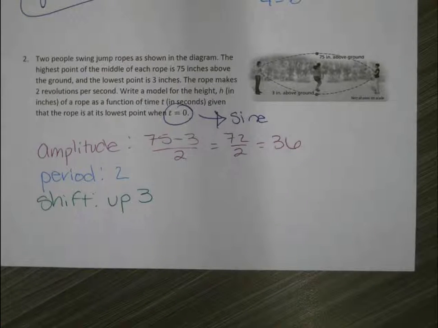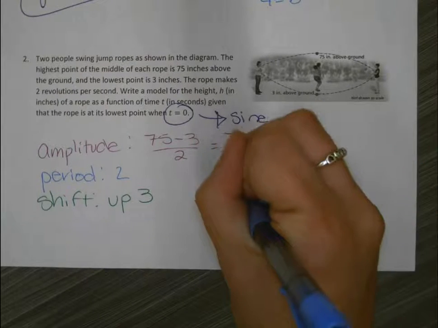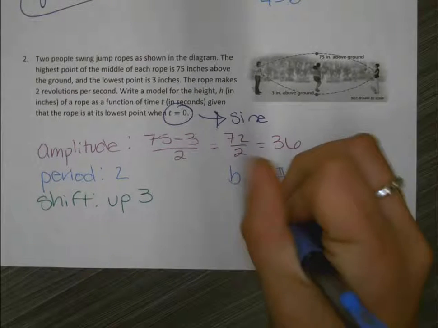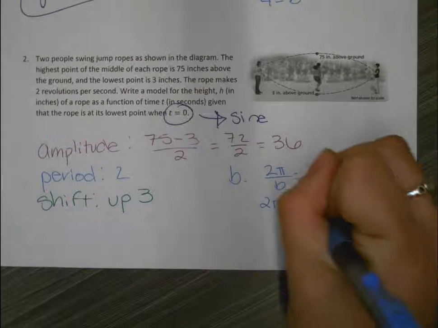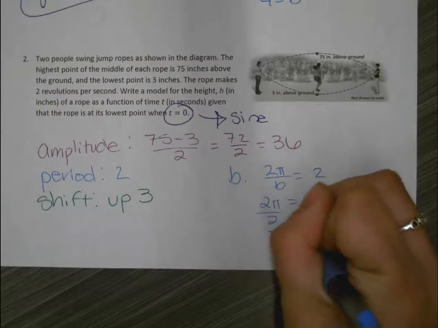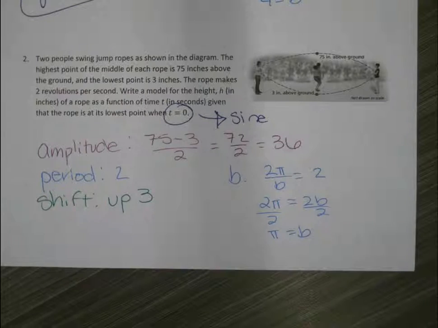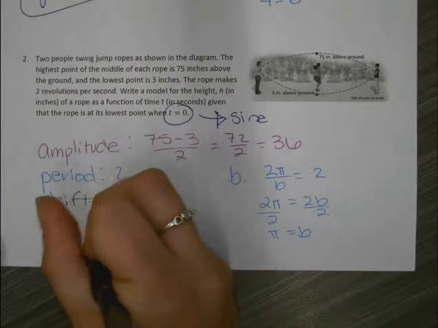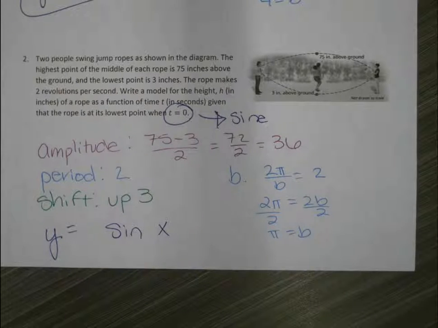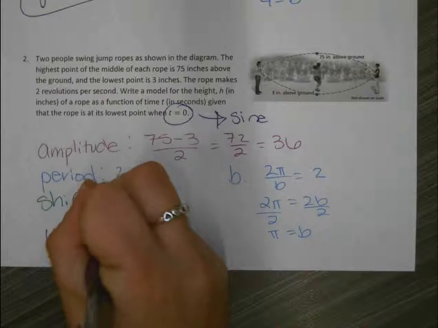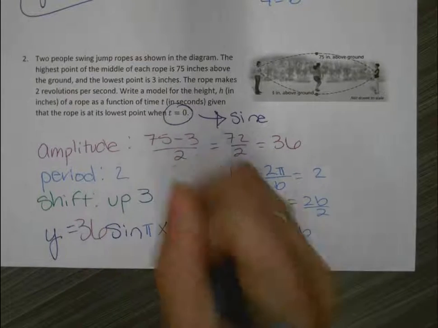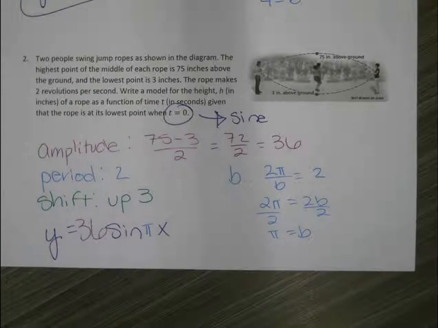Okay. Then I just need to figure out my b value. So I'm going to do 2π over b equals 2. I cross multiply it. I get 2π equals 2b. Divide by 2. I get π equals b. So I'm going to go plug into my equation. This one was also a sine. My amplitude on this one was 36, so I write 36 up front. My b value is π, so I write π in front of x. And then my shift up was 3.